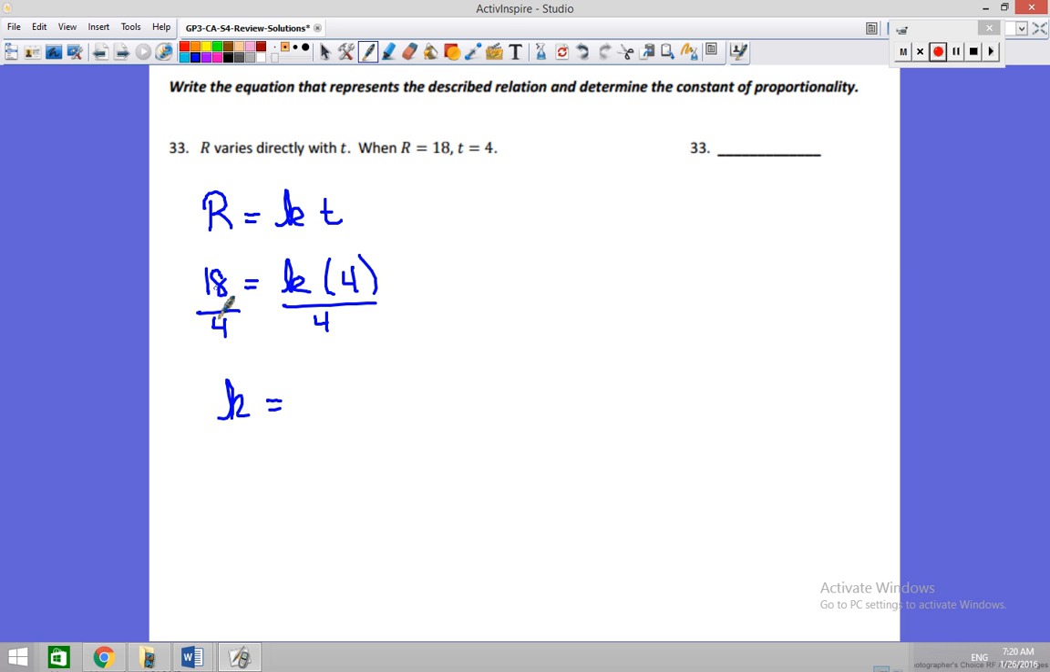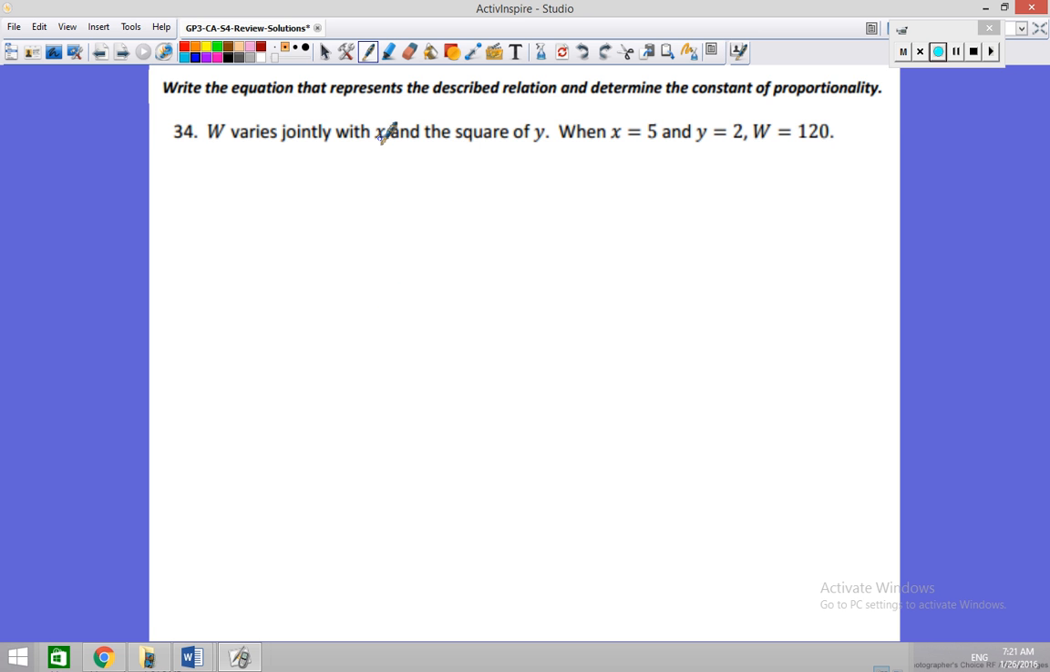Both of these are even, they share a common factor of 2. So I get that k is equal to 9 divided by 2. And so our equation then, I know what k is, it's 9 over 2. So here is our equation. They'll sometimes refer to that as the model that models this situation, this behavior. Alright.